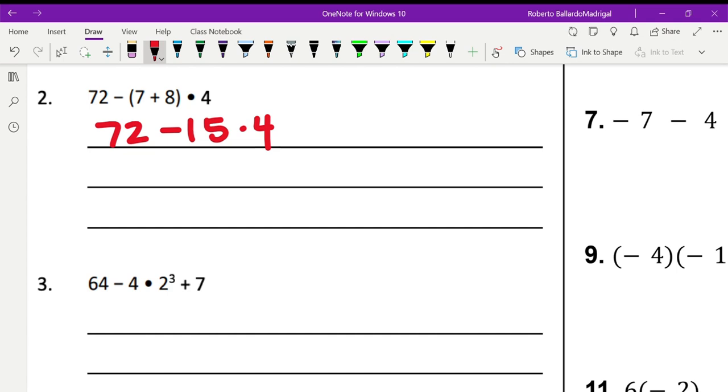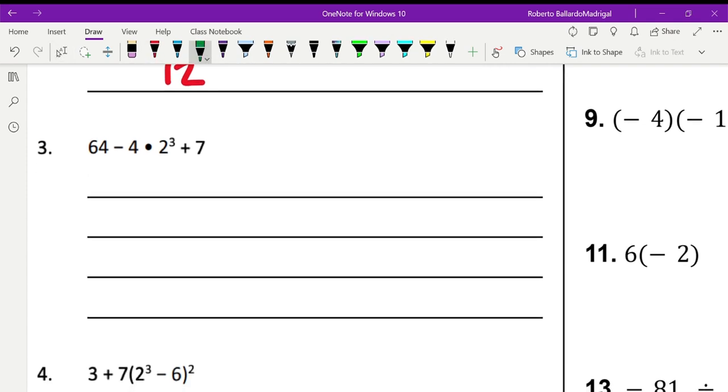Then after that line, what am I going to write? Do I subtract 15 from 72, or do I multiply 15 with the 4? Take a guess. Subtract or multiply? Good, we're going to multiply. 72 minus 60. 15 times 4 is 60. That's going to give you a final answer of what? 12. Final answer will be 12. Okay.